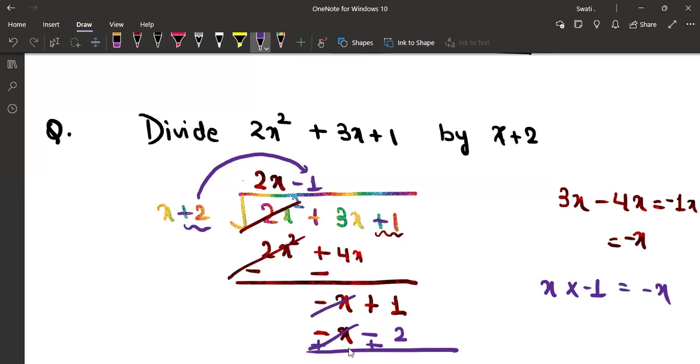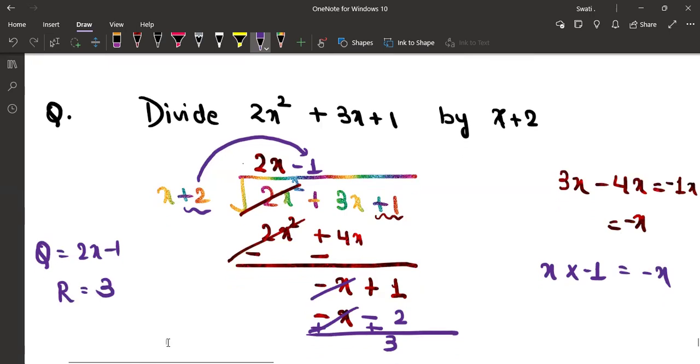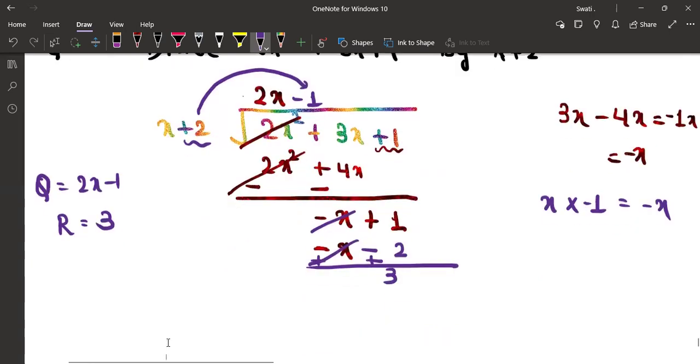What is plus 1 plus 2? It is plus 3. So what's the quotient? The quotient is 2x minus 1. And what's the remainder? This time the remainder is not 0, but 3. Clear, Manya? Yes. Should we keep it at 98% or will 99 do? 99. Okay, so we are on that 1% now, Manya.